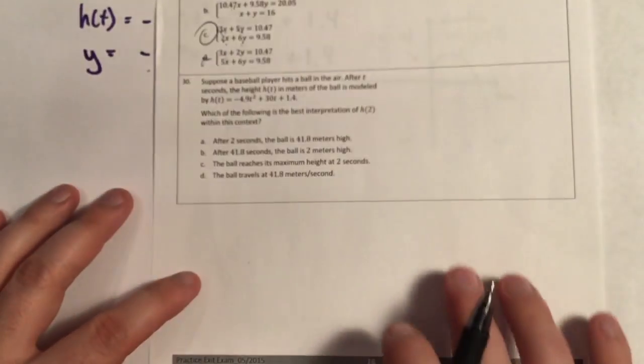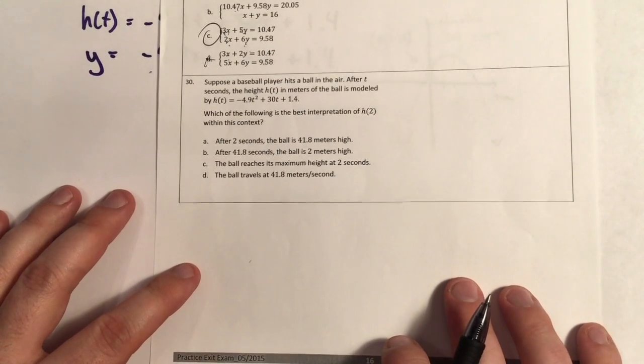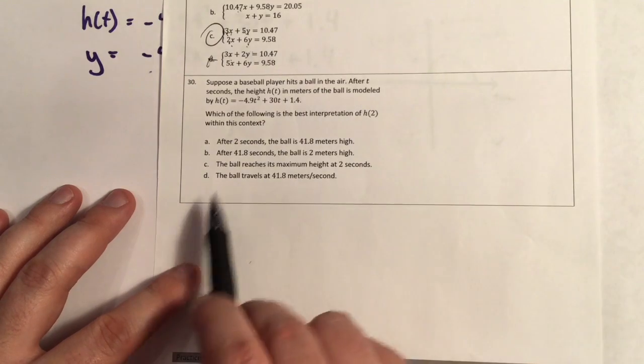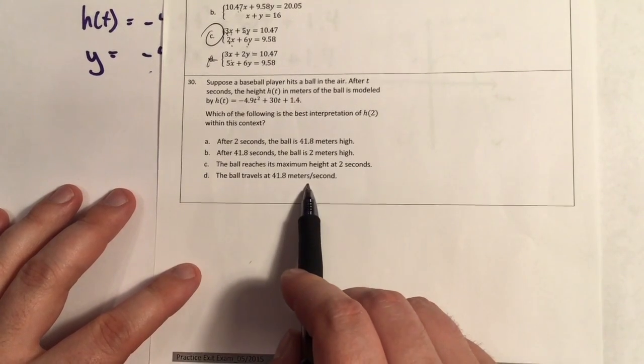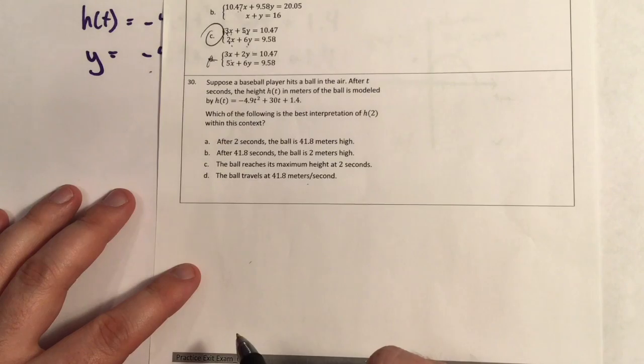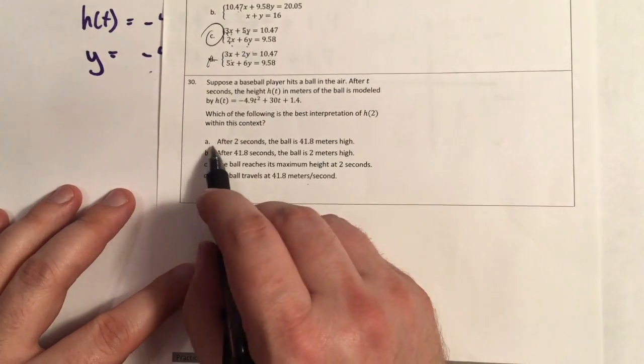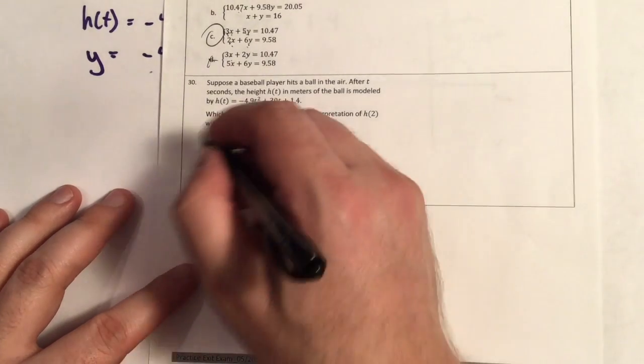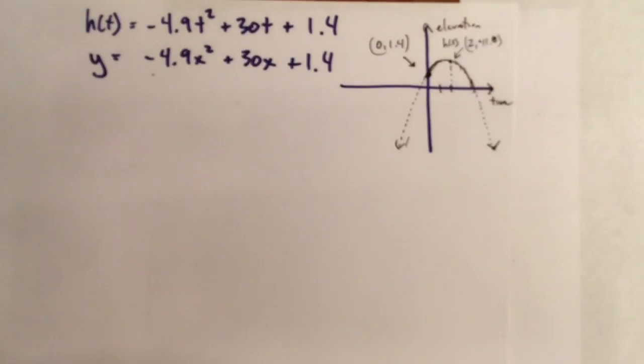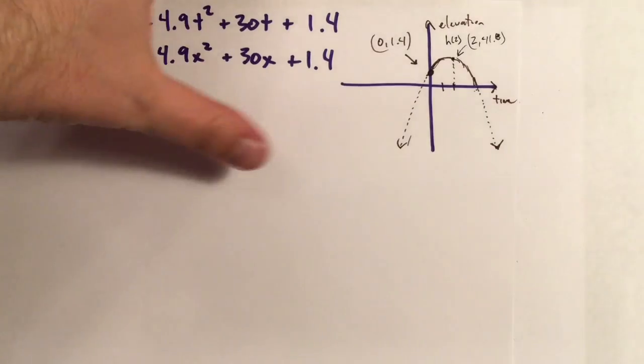The ball reaches its maximum height at 2 seconds. I don't even know if that's true. We could find it, but that's not something they're really asking. The ball travels at 41 meters per second. I mean, that might be true, but that's a lot of work. It's definitely this. At 2 seconds, the ball's 41.8 meters high. There's a lot of these questions on the test. If you just draw a sketch and take a second, it's not so bad.